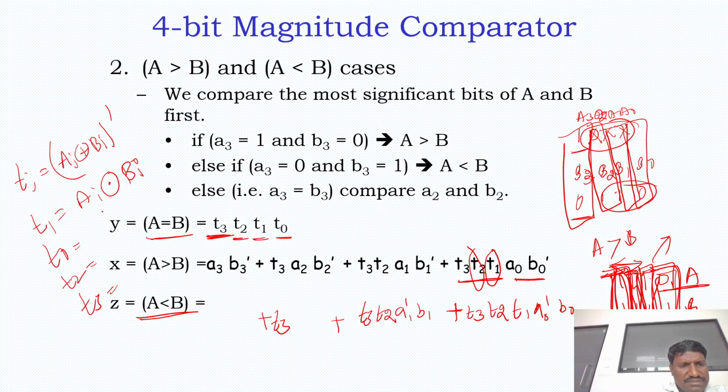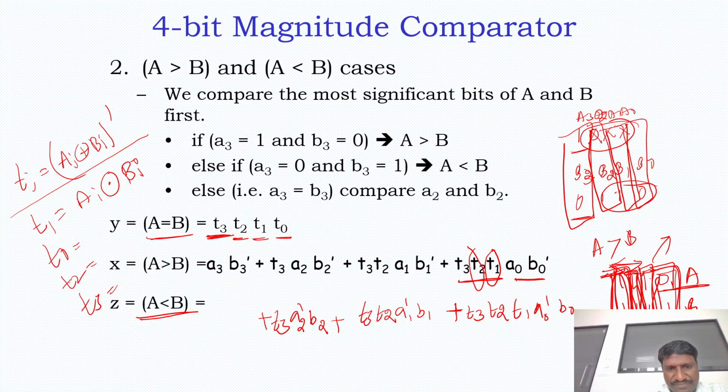T3 is nothing but what? T of I is A of I exclusive-OR B of I, whole complement. That is XNOR operation. So T3 means A3 B3 equal. So now what exactly we are trying to do is, if T3 is equal, we try to decide less than or greater based on A2 B2. So I can say if it is A2 bar and B2, A2 bar B2 means A less than B.